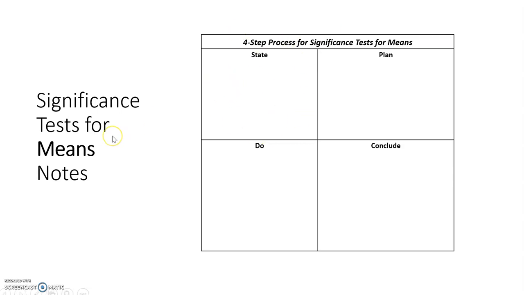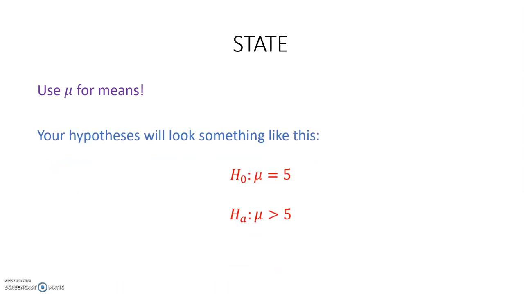You can start taking your notes in the top left corner here. Make sure you're using mu and not p because we're talking about means. We're going to be looking at the average of something, like average cookie weight. The example we'll do later is the average amount of hours slept per night by students at Franklin High School. Your null and alternative hypotheses should look a lot like they did in the last chapter, but this time we're going to have mu instead of p.